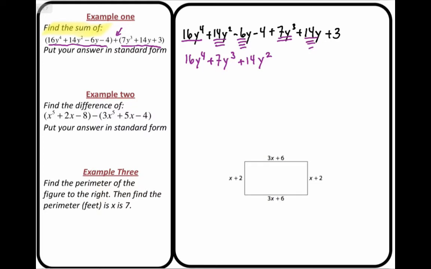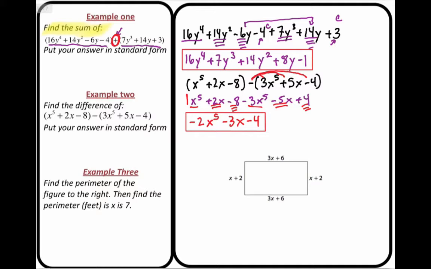I'm going to get now a negative 6y plus 14y, which is going to give me positive 8y. And then finally I've got these two constants hanging out here. I want to add those guys up, so I've got a negative 4 right here plus positive 3, and that's going to give me negative 1. Okay, and so that's how we want to do those, just gathering and adding up those polynomials and making sure that it's put into standard form.